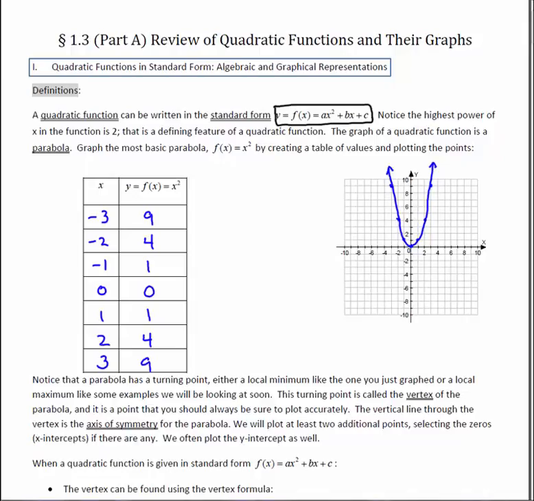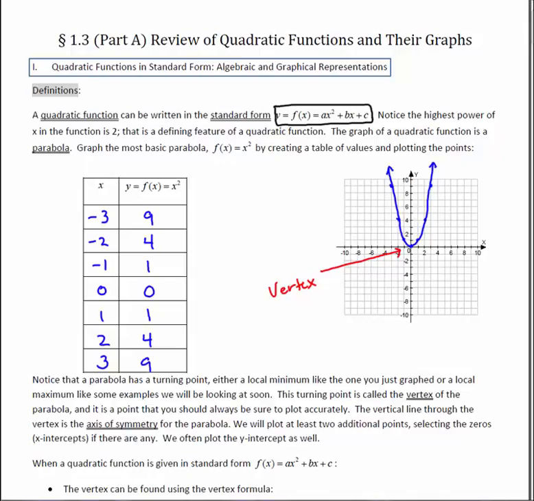All right, a few things to note about parabolas. First of all, parabolas have a turning point, either a local minimum like the one that we just saw here, or perhaps a local maximum if they're upside down. That turning point is called the vertex of the parabola, and that's going to be an extremely important point, one that we're always going to want to be sure we have in the right spot when we graph a parabola.